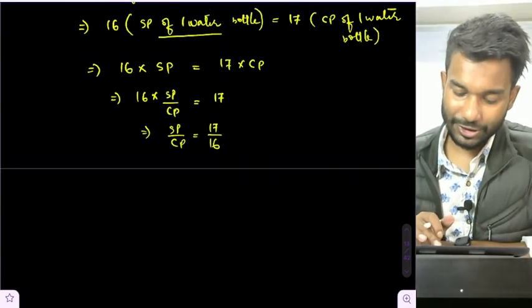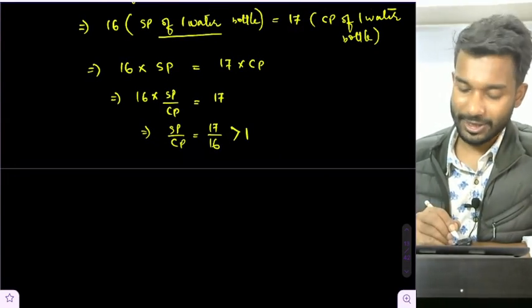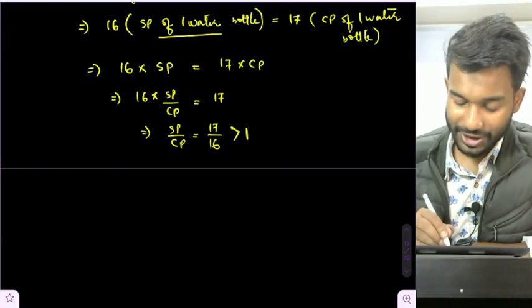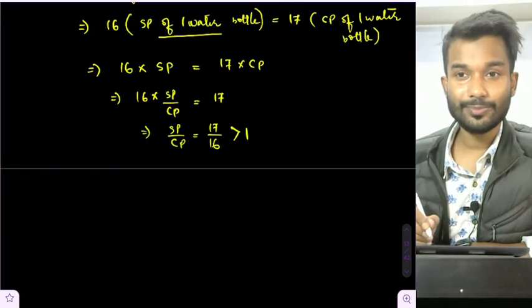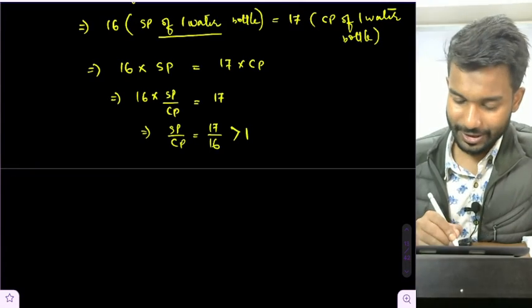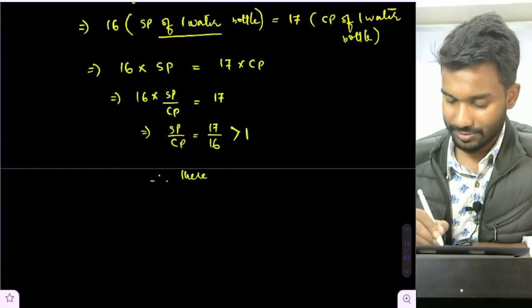So the SP by CP ratio we are getting is 17 by 16. This ratio is greater than 1. And we know whenever in a question the SP by CP ratio comes out to be greater than 1, then we say there is a profit. Therefore there is a profit.